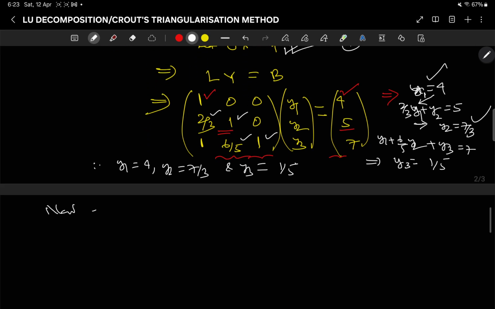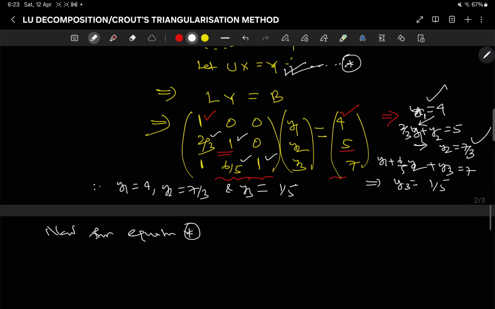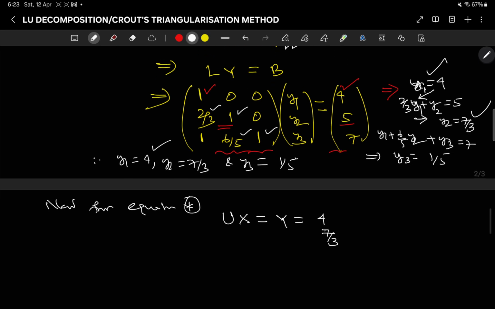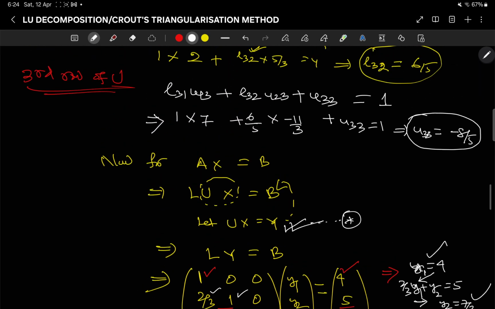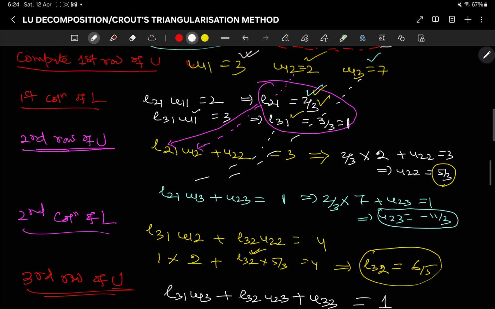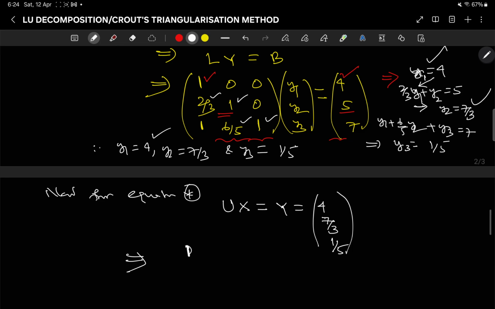Now from equation star, here U into X is equal to here Y. Y is here 4, 7 by 3 and my 1 by 5. Right, 1 by 5. So what is my U now? U is my U11, it means 1. U11 we got it 3.